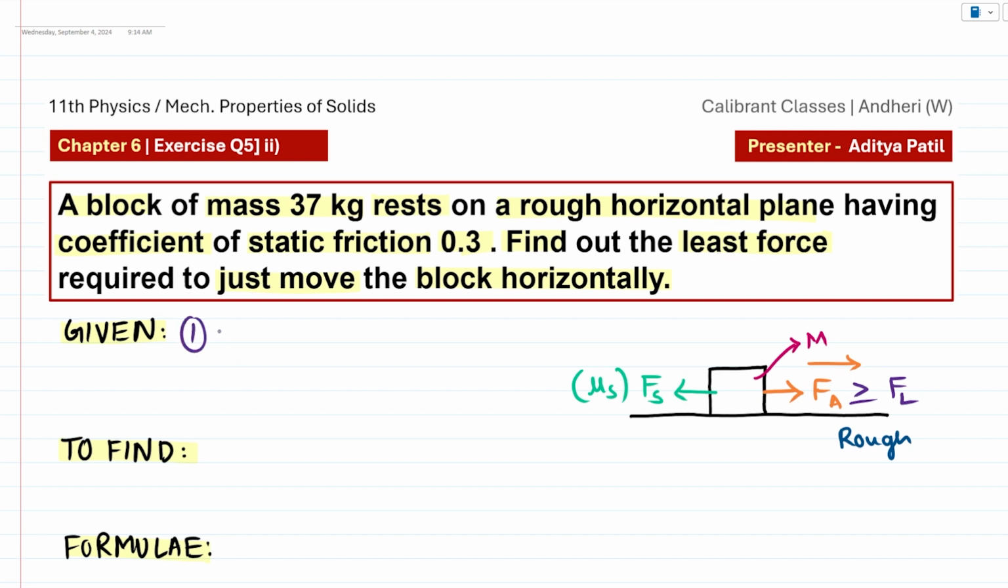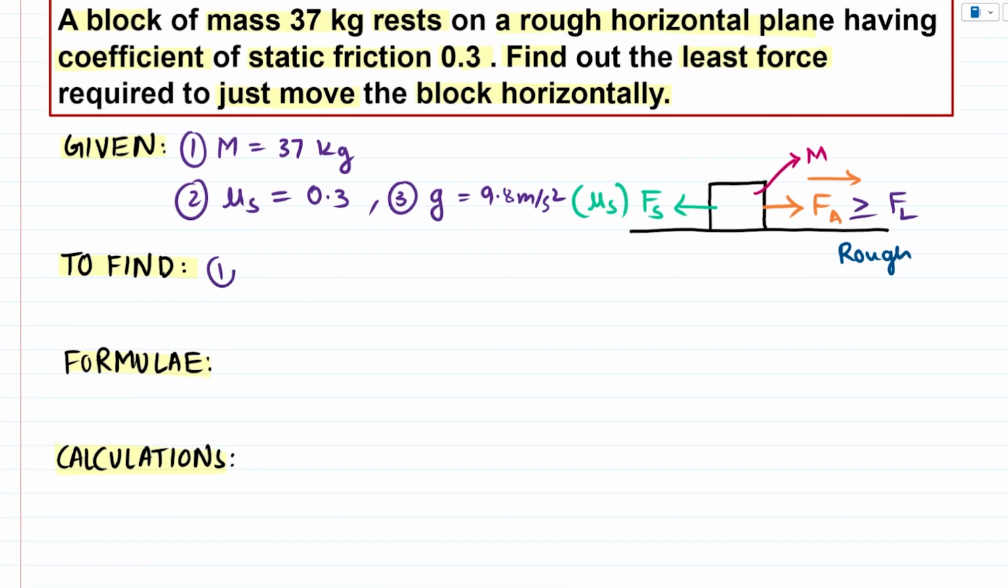So given है हमारे पास the mass of the block which is 37 kilograms. Second quantity जो दिया है, that is the coefficient of static friction μs, that is 0.3. And then third quantity हम हमसे ही लिखेंगे, that is the value of acceleration due to gravity, which is 9.8 meter second square. Okay, because we'll be using this value. And हमसे पूछा है to calculate the applied force on the block.